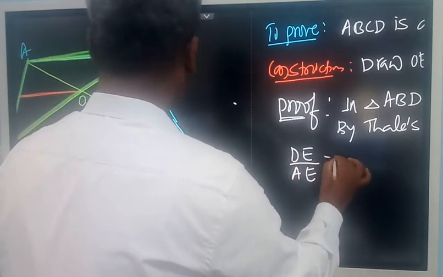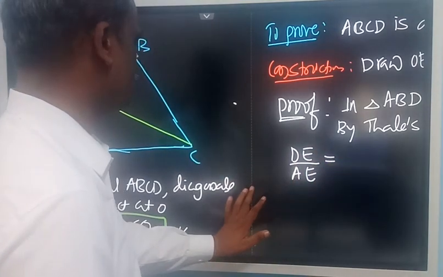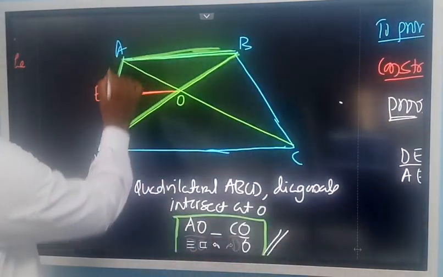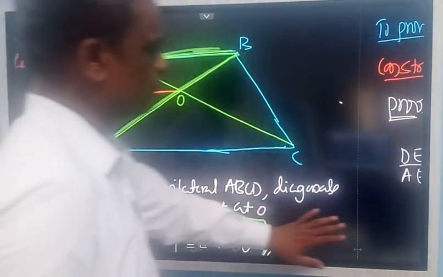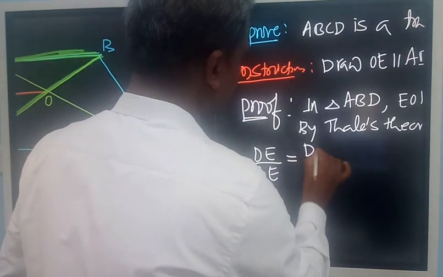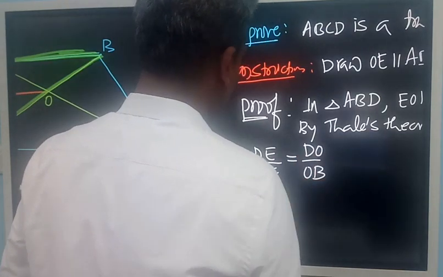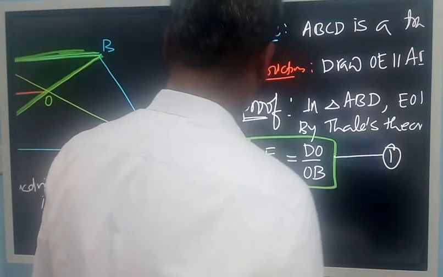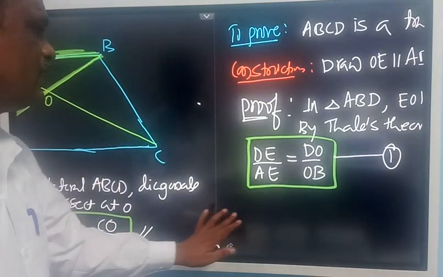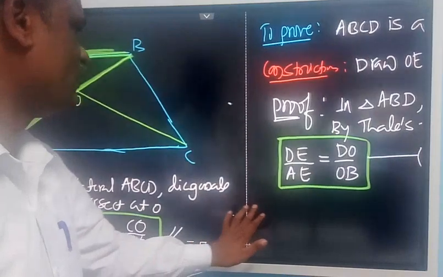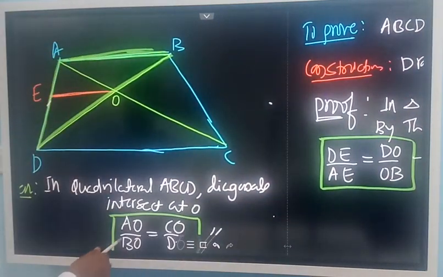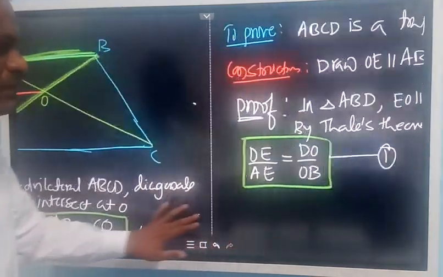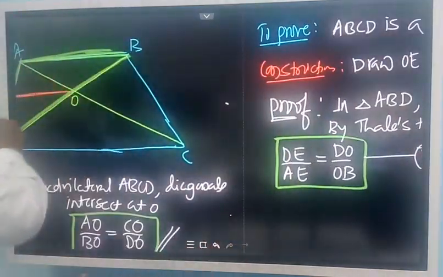DE by AE is equal to DO by OB. We call this 1. This is a very important relation. Now look at this diagram and this question. We have this data, which we have taken from this triangle.